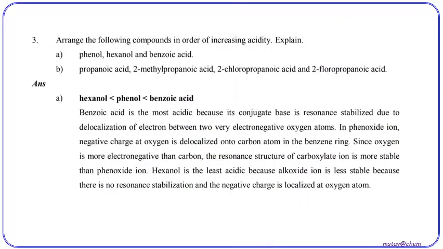Okay, let's proceed to the tutorial question. Arrange the following in order of increasing acidity, and then we need to do the explanation. So phenol, hexanol, benzoic acid, three different homologous series. So alcohol, phenol, and also benzoic acid.